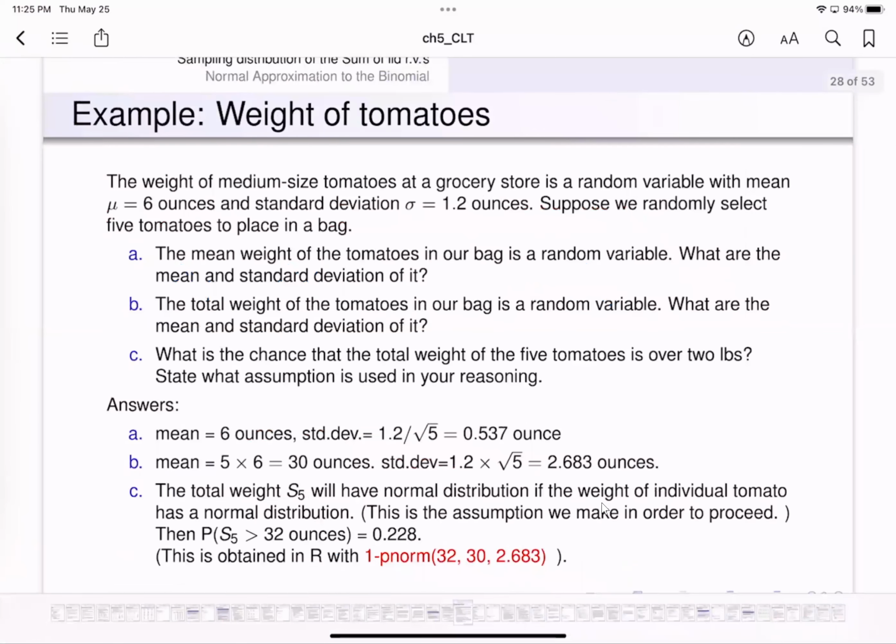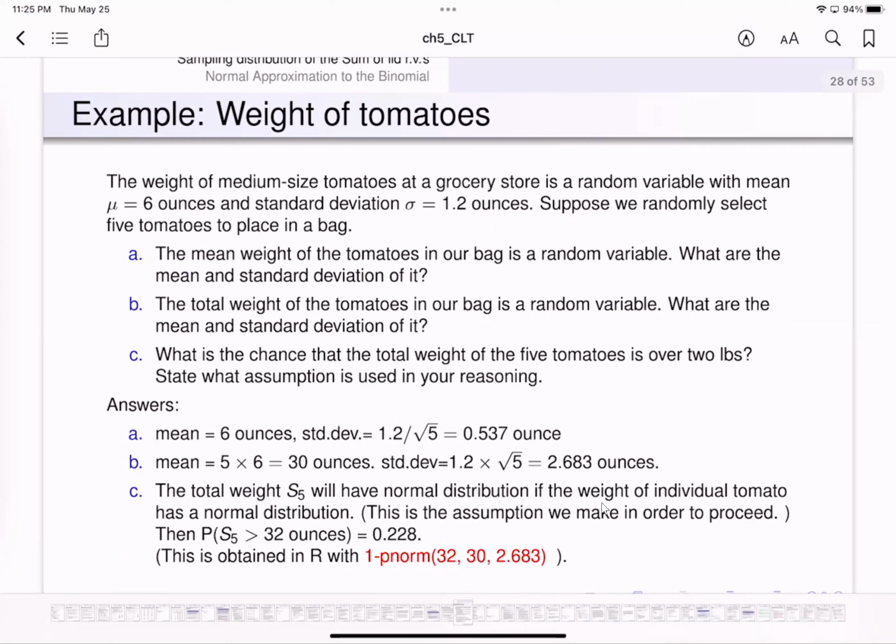This next example is about the weight of tomatoes. We're looking at medium-sized tomatoes in a grocery store, and the weight is a random variable with a mean of 6 ounces and a standard deviation of 1.2 ounces. Suppose we randomly select 5 tomatoes in a bag.